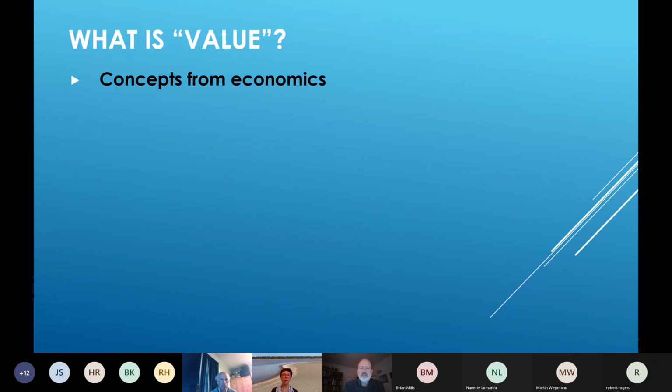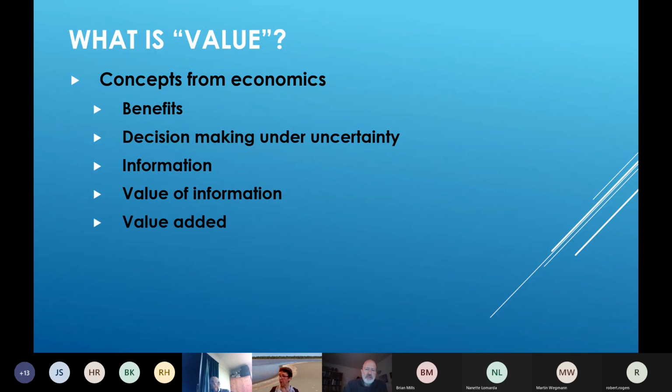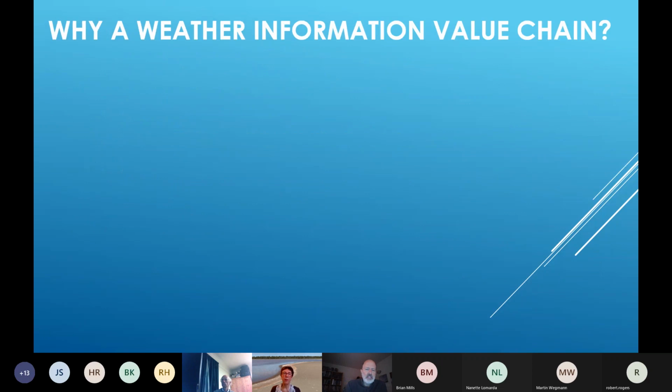I'm not going to be able to go through these concepts, but these are just a laundry list of some concepts from economics that relate to this. Benefits, there's a lot of work in economics on decision making under uncertainty, about what information is, about what the value of information is, and that's a key concept, especially in the value chain approach. What value added, because we're inclined to say that there's value added at the different steps in a value chain.